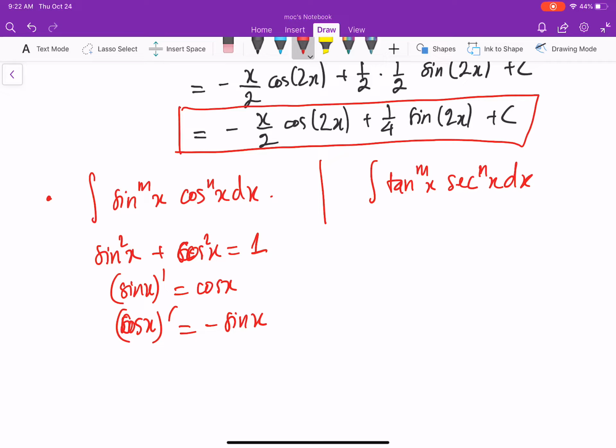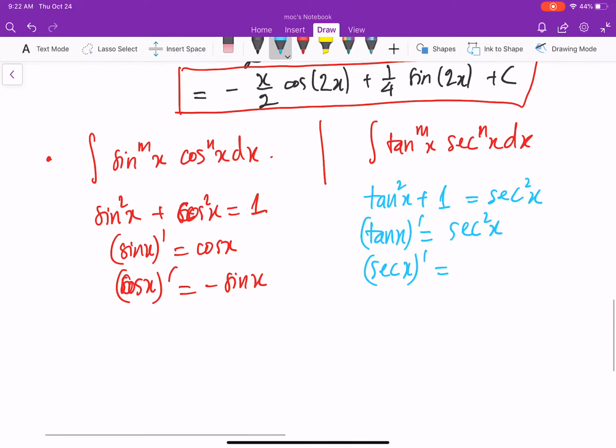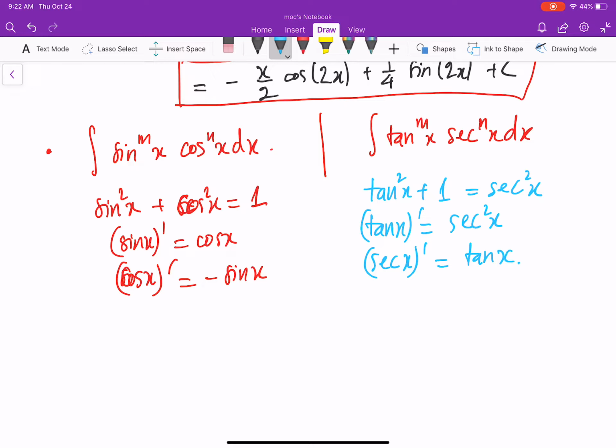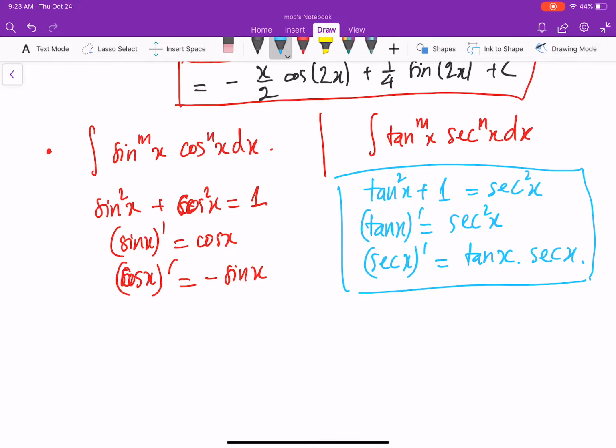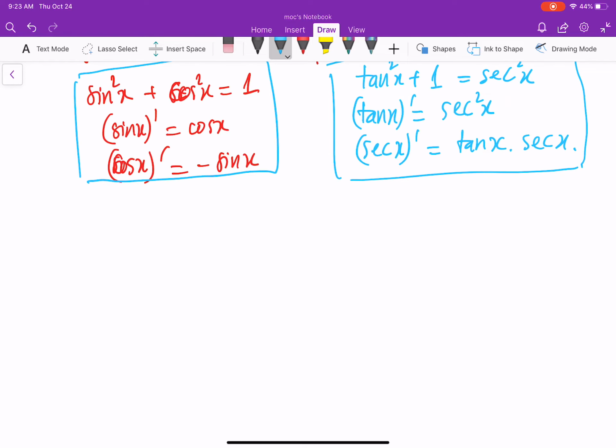Very similar situation for tangent and secant. We have this identity, tangent squared x plus 1 equal to secant squared x, right? And what is the tangent derivative? The tangent derivative is secant squared. What is the secant derivative? The secant derivative is secant tangent, or you write tangent secant. All right, so we can use those relationships between sine and cosine and between tangent and secant to solve such integrals.